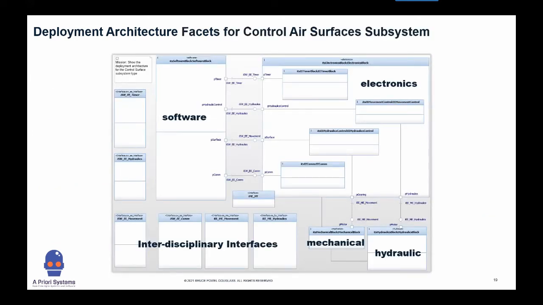So this is kind of what I do. Here we have what I could call a deployment diagram. It's just a BDD or an IBD rather, or a structure diagram in UML, where you see stereotypes here for software, electronics, and mechanical.